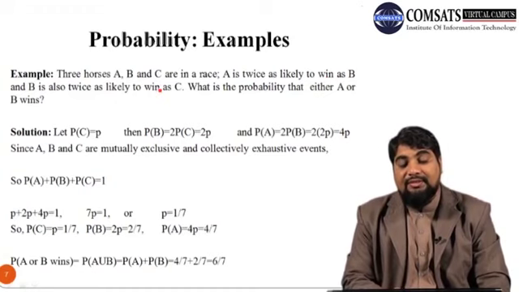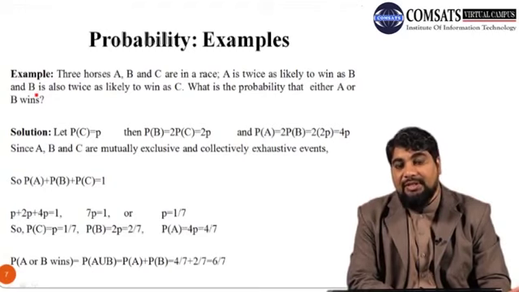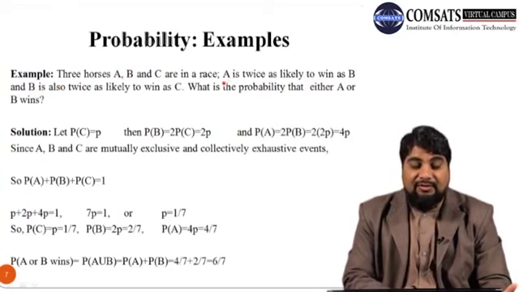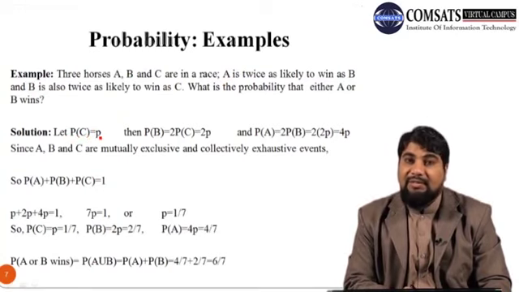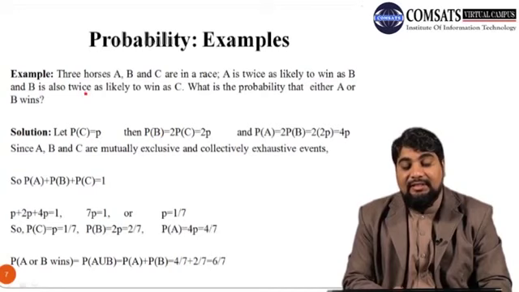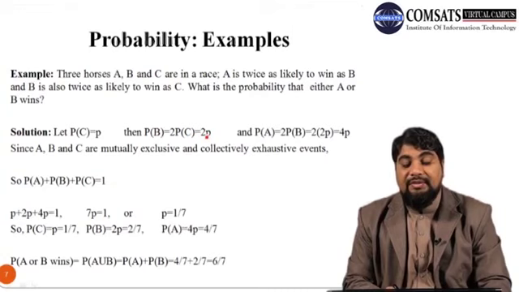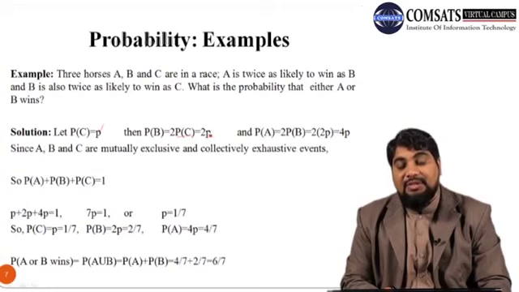So here in this case we can see that if we know the probability of winning of horse C, then we can double it to get the probability of B. Once we have the probability of B in hand, we can double it to get the probability of A. So let us assume that probability of C is small p. Then probability of B is twice the probability of C, so it is 2 times p.